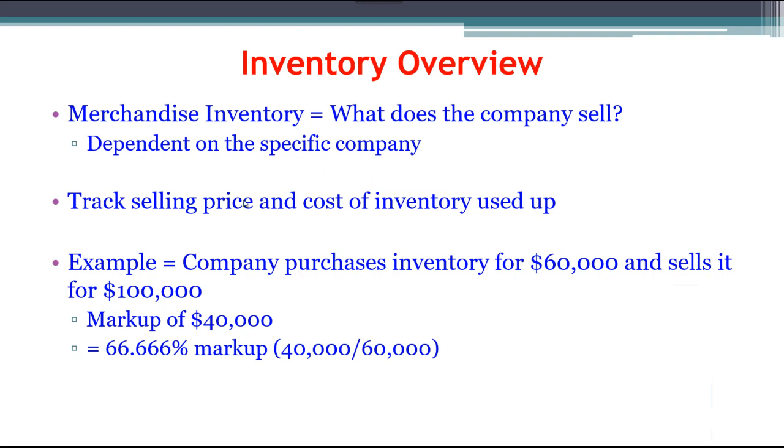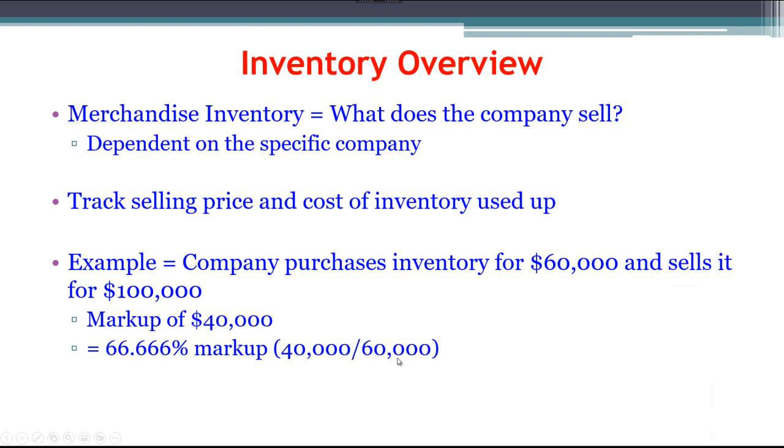Same with supplies. They don't sell the supplies unless they're a supply sales company, of course. But if it's a company using those supplies, then it's not going to be inventory. So the concern we have here is tracking both the selling price of the inventory, what we sell it to our customers for, and the cost of the inventory that we had to pay to buy it initially, because now we're using that inventory up. So as an example here, a company purchases inventory for $60,000 and they sell it for $100,000. There's a markup of $40,000. You can see the percentage here.